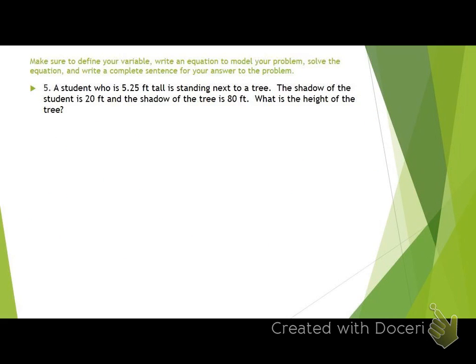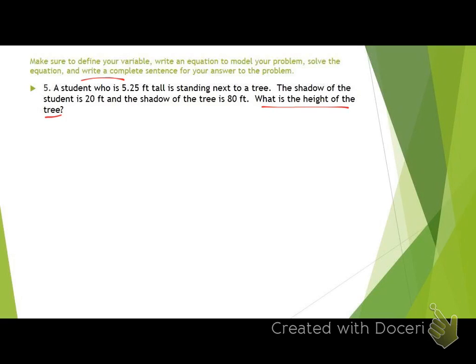All right, next one. Even more different than the previous ones that we've done. So let's set this up together. A student is 5.25 feet tall, standing next to a tree. The shadow of the student is 20 feet. The shadow of the tree is 80 feet. What is the height of the tree? So, question, what is the height of the tree?